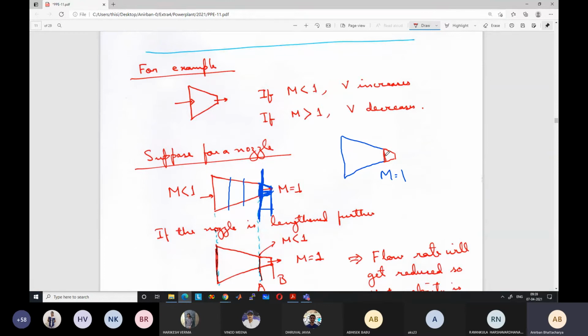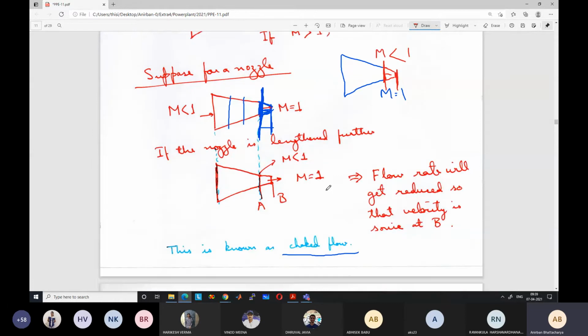The only thing that is possible is that the Mach number equal to 1 section gets shifted to here. So now the Mach number will be 1 at this point, and here the velocity will be some subsonic velocity, Mach number less than 1. Okay, that is what is going to happen. So that is what I was showing here, what will happen if you change the throat section.